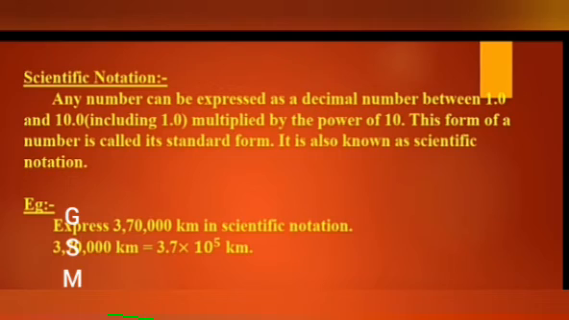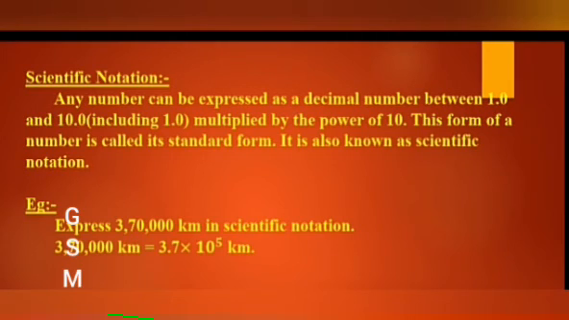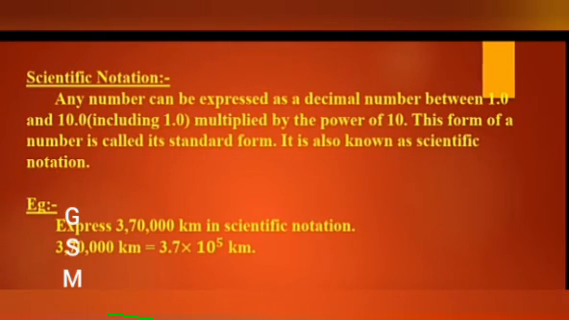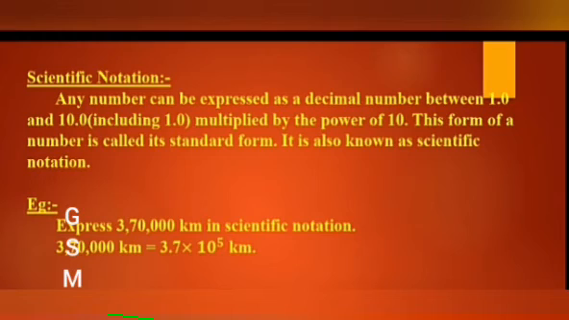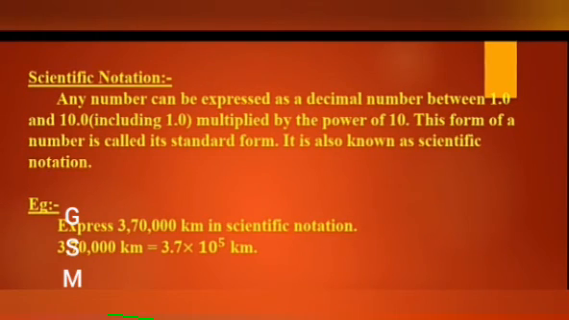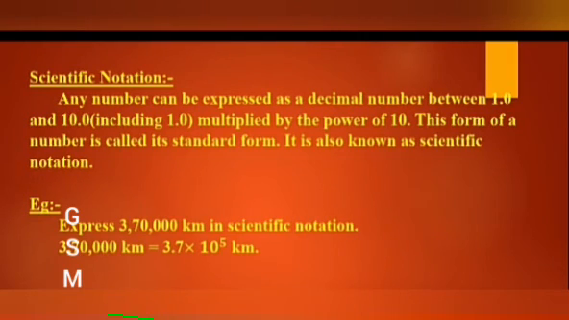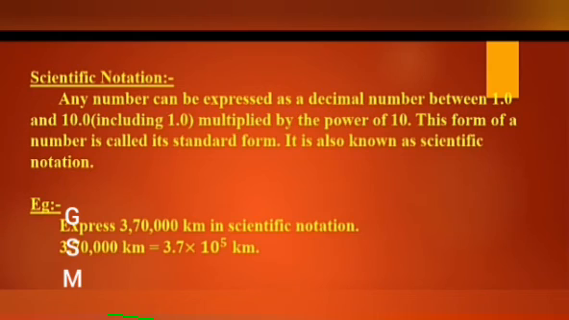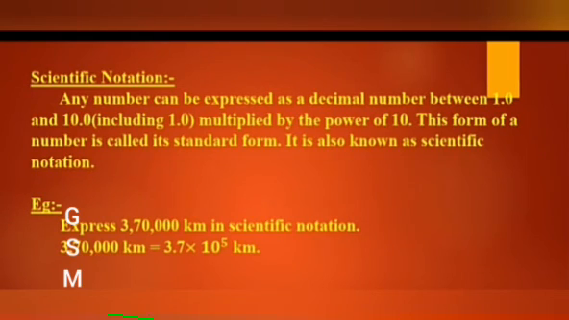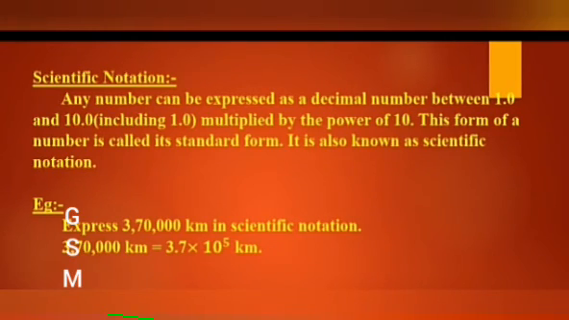Next, scientific notation. Any number can be expressed as a decimal number between 1.0 and 10.0 multiplied by the power of 10. This form of a number is called its standard form. It is also known as scientific notation. For example, express 3,70,000 km in scientific notation. 3,70,000 km can be written as 3.7 into 10 to the power 5 km.